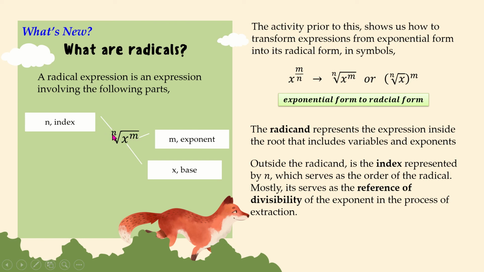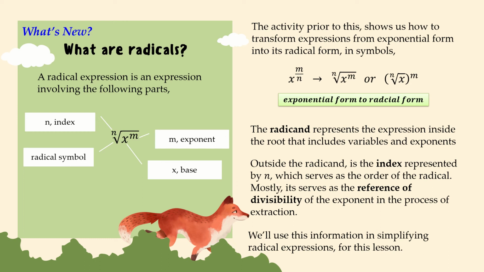Panalitan, atong index kay 2. So, dapat ang exponent sa base should be multiples of 2, divisible by 2. If atong index kay 3, dapat atong exponent should be divisible by 3. So, kung naay sobraan, ato siyang i-factor. Bungkagon. And lastly, the radical symbol or the square root symbol. So, those are the composition of a radical expression.